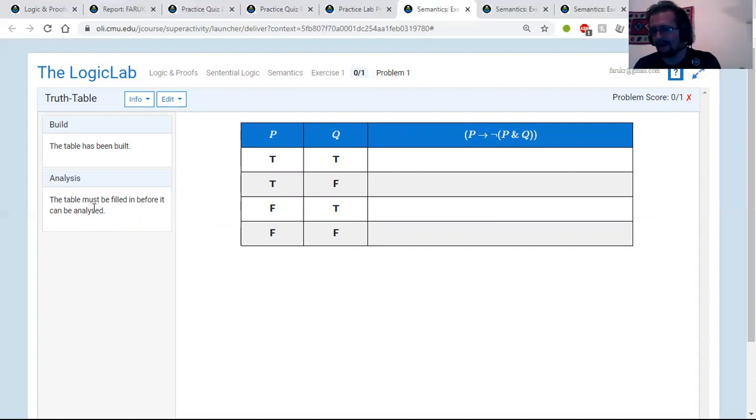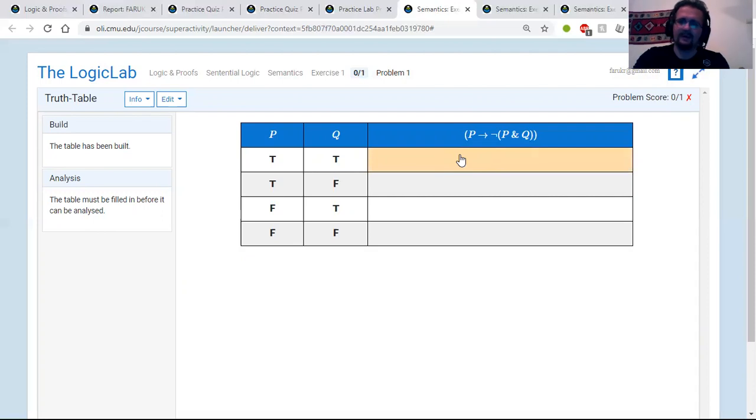So if n is 1, then it's 2 to the first power, which is just 2. If n is 2, so if we have 2 atomic statements like we have here, then it's 2 to the second power, that's 4. If you have 3, then you have 8 rows, and if you have 4, you have 16 rows, and if you have 5 atomic elements, then you need 32 rows. You can see how this gets out of hand really, really quick.